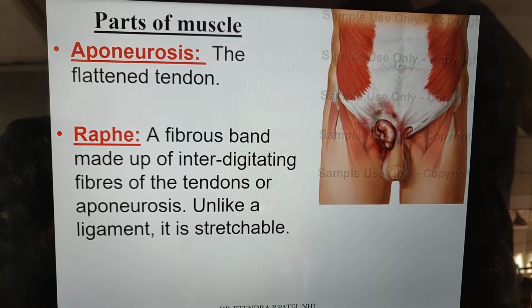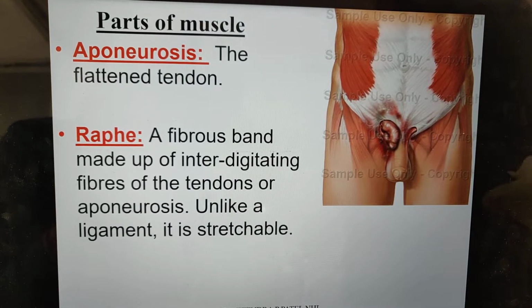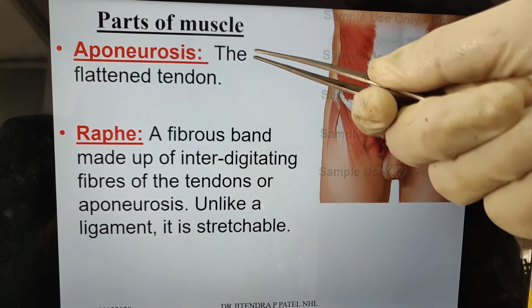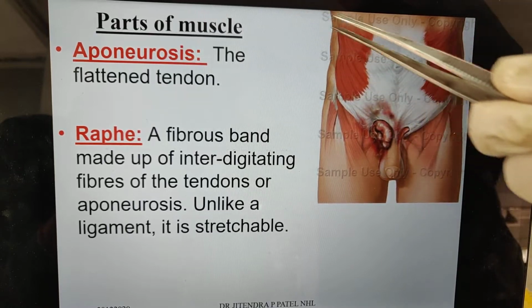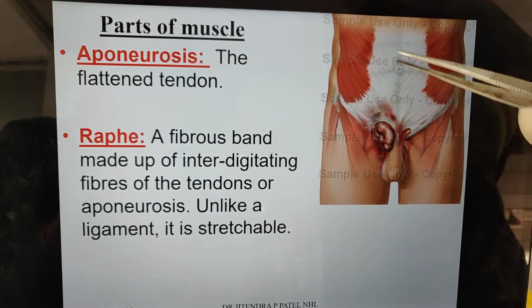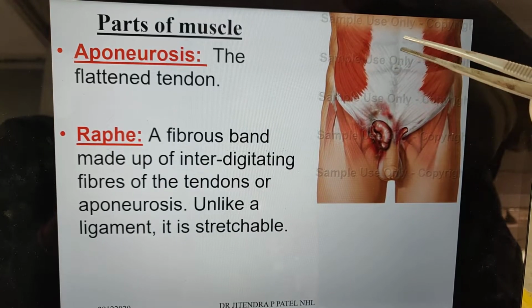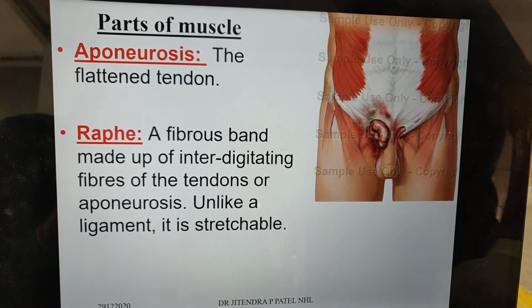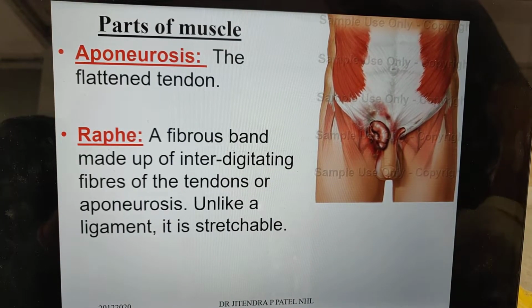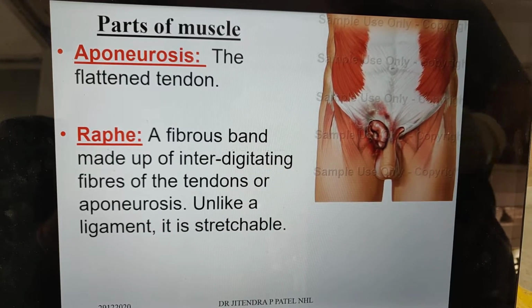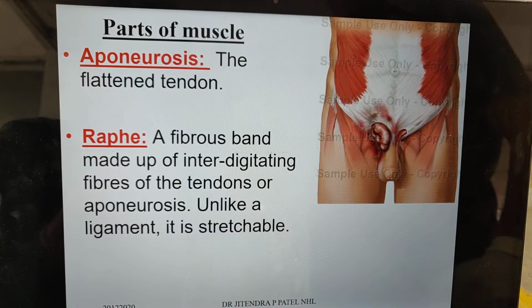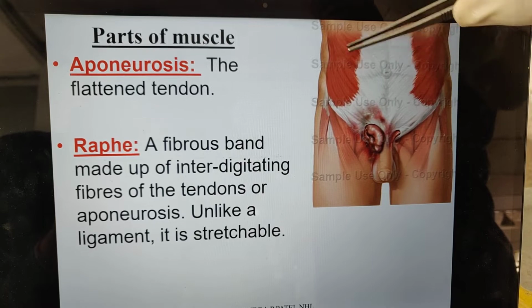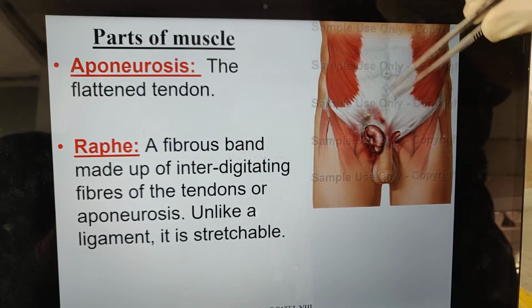Some muscles of the abdomen have flattened tendons, like paper-like muscles. This flattening of the tendon is called the aponeurosis. Here you can see the muscle of the abdomen, the external oblique. The raphe is a fibrous band made up of interdigitating fibers of the tendon or aponeurosis. It mainly forms in the midline. Unlike a ligament, it is stretchable. So the raphe is the interdigitation of the muscles of both sides. Here you can see the interdigitation of the external oblique muscles.